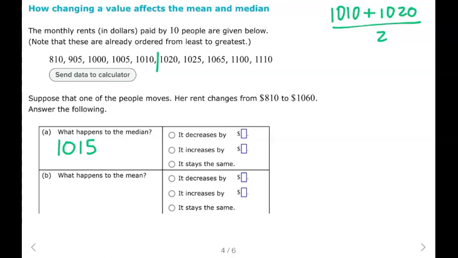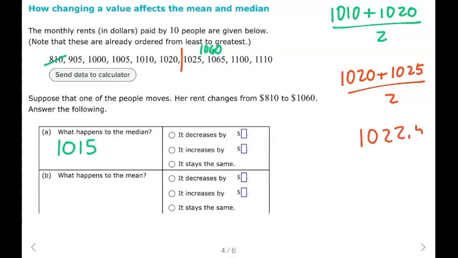Well, if 810 changes to 1060, that's going to shift this median. Now we're going to have one number over here, 1060 over there. So it's going to shift that median from halfway between 1010 and 1020 to halfway between 1020 and 1025. So if you want to do the calculation, you're adding them together, dividing by 2. And so you get 1022.5. So if we subtract the original median from it, we get that it increased by 7.5.